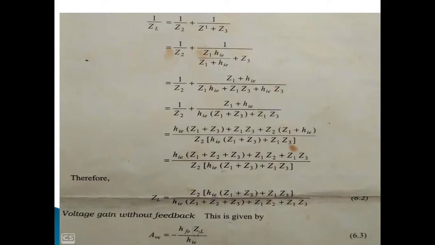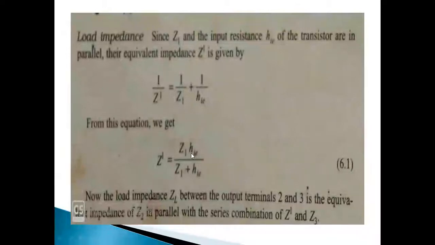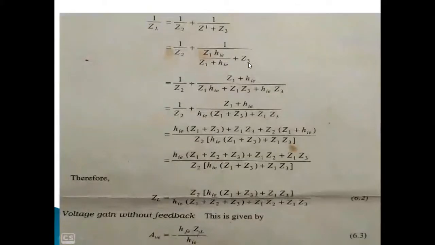So that implies 1 by Z2 plus 1 by, what is Z dash? Z dash is Z1 HIE by Z1 plus HIE, plus Z3. So 1 by Z2 plus, if you simplify this term, then we have Z1 plus HIE. If you take the LCM between these two terms, then we have Z1 plus HIE by Z1 HIE plus Z1 Z3 plus HIE into Z3. If you take the LCM at the denominator and simplify this part, we have the equation like this.